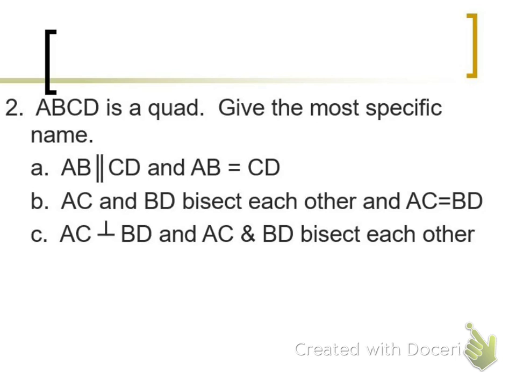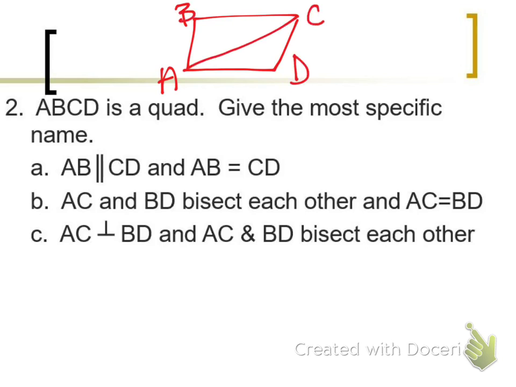All right, on letter C, now we're still talking about those diagonals. If we want to draw our quadrilateral again, if you want, you could draw in your diagonals. They bisect each other, and what does this upside down T mean? And they're perpendicular to each other. So we have right angles, and they bisect each other.